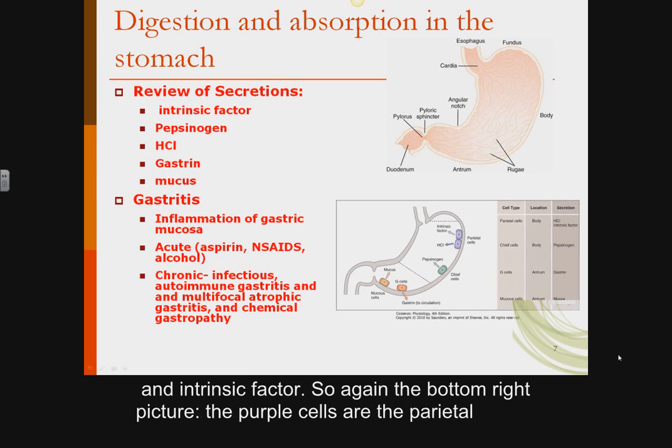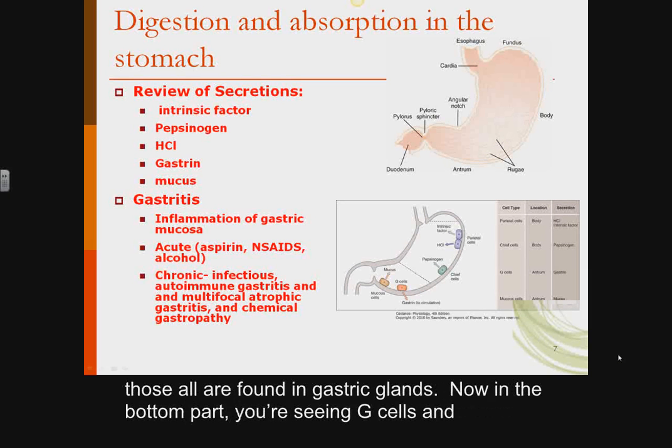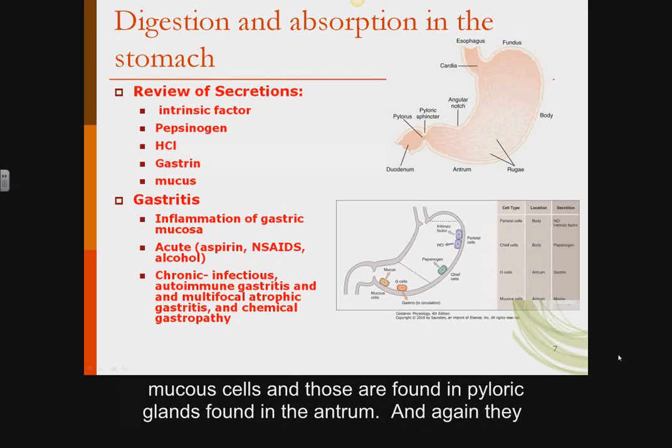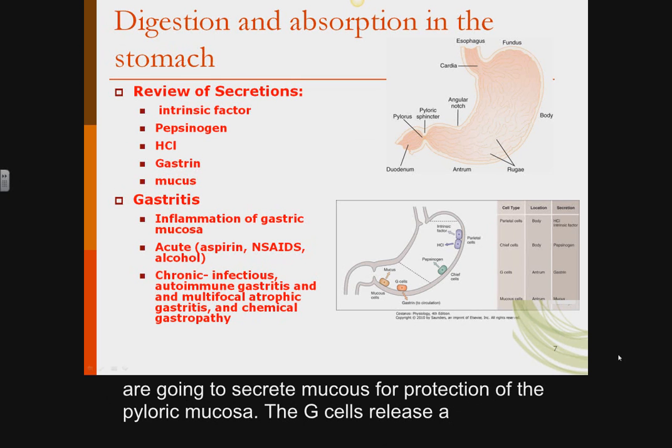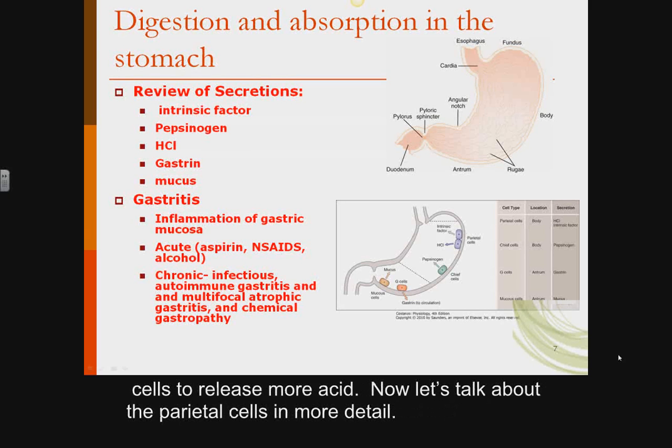Again, in the bottom right picture, the purple cells are the parietal cells and the green cells are the chief cells, but also found here would be mucus cells, and all three of those are found in gastric glands. Now in the bottom part, you're seeing G cells and mucus cells, and those are found in pyloric glands found in the antrum. And again, they are going to secrete mucus for protection of the pyloric mucosa, and the G cells are going to release a hormone called gastrin, and that will circulate through the blood and ultimately target the parietal cells to release more acid.